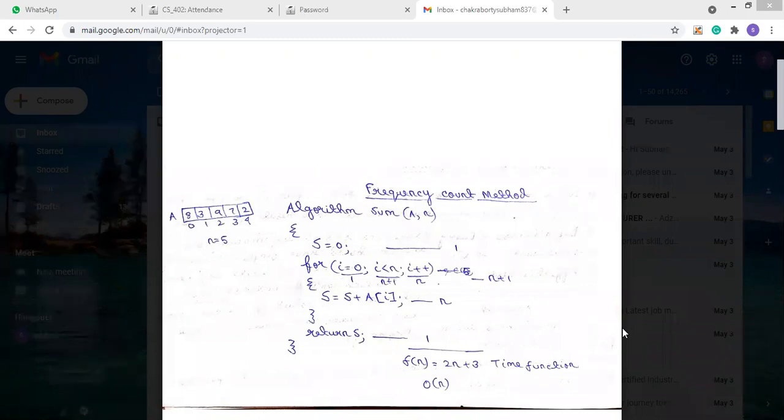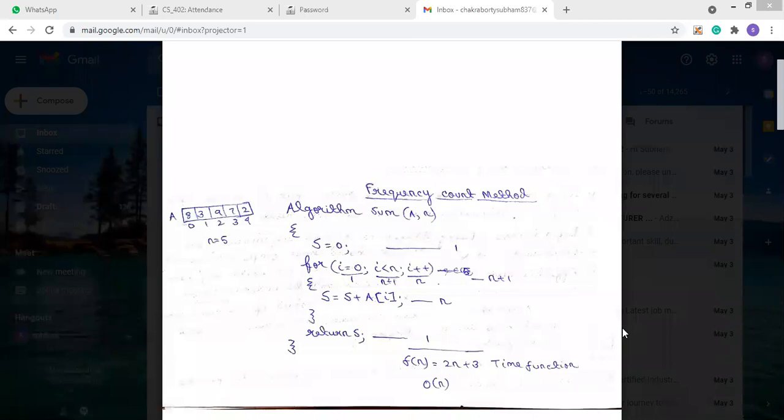In the previous class, we have seen how many times is required for the execution of a simple statement. In today's class, we will see how many times is required for the execution of a particular loop. For looping statements, we will see how to calculate the time function.